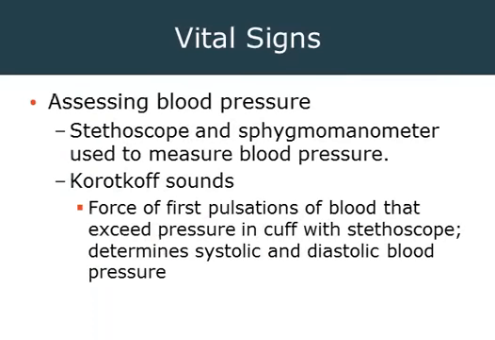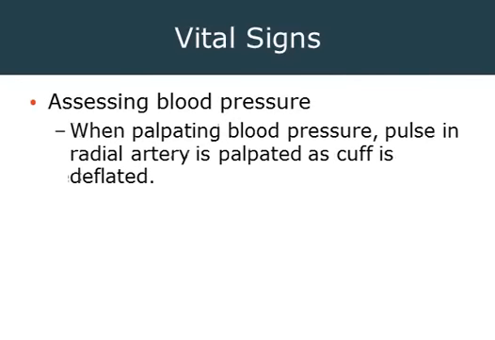So we need a stethoscope and a sphygmomanometer in order to check an auscultated blood pressure. We have an alternative called a palpated blood pressure, but first, there's the Korotkoff sound. This is the force of the first pulsations of the blood pressure that exceeds the pressure in your cuff, heard with the stethoscope. So the Korotkoff sounds are those pulsations, those beats that you hear. When palpating the blood pressure, the pulse in the radial artery is palpated as the cuff is deflated. This gives us a pretty close guesstimation.